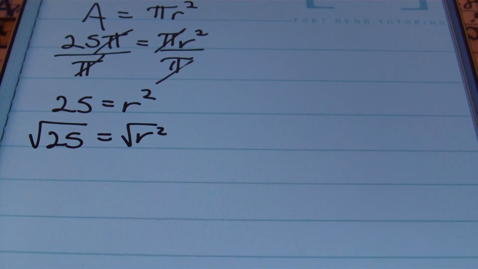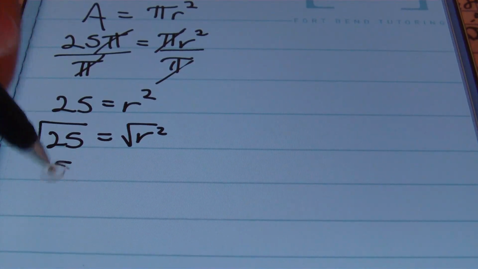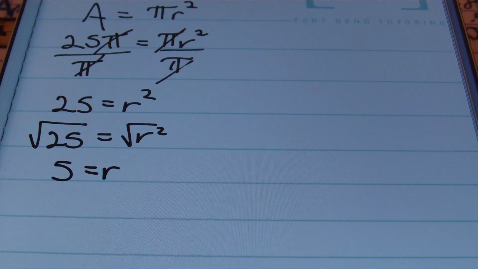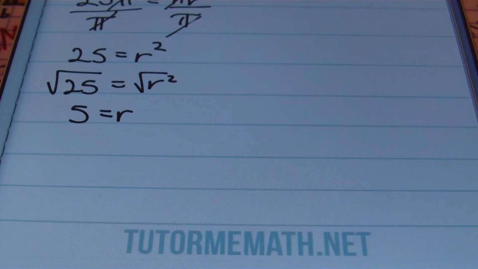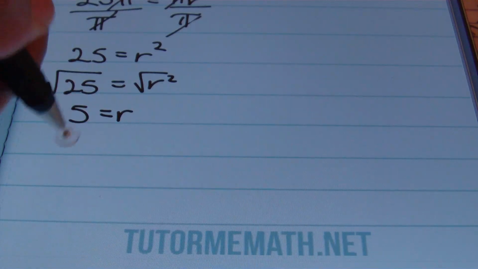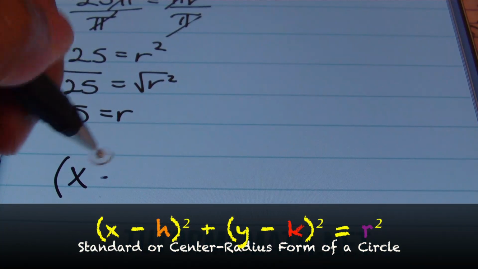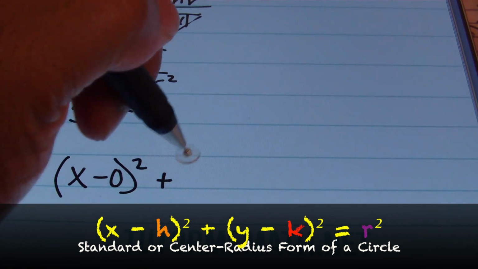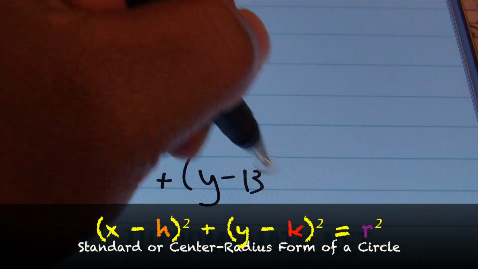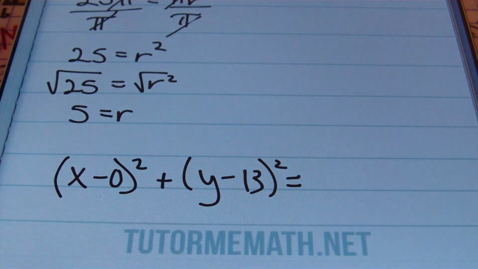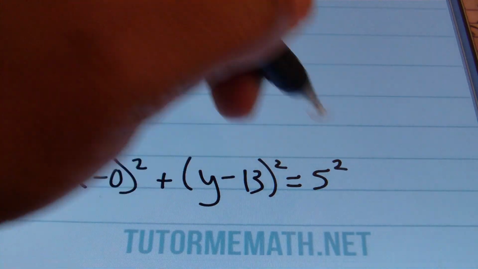So the square root of 25 is just going to be 5. That's what you need, ladies and gentlemen. The radius of this circle is going to be 5, and we'll use that in our center radius form. So we'll be writing our answer using the given center of (0, 13) as x minus 0 squared plus y minus 13 squared, which equals our radius squared, which is 5.